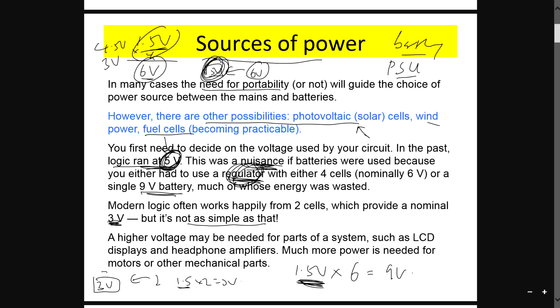Although this is running at 3 volt, you may also have other components that run with other stuff. If this 3 volt is connected to other stuff that requires other voltage, maybe 3 volt also, or maybe 4.5 volts, etc. So this particular 3 volt is connected to other machines, so a higher voltage may be needed for parts of a system such as the LCD. You may require a little bit more power so that you can power other smaller components within this system. So this system itself is 3 volt, but within itself there is other stuff that requires slightly more power.